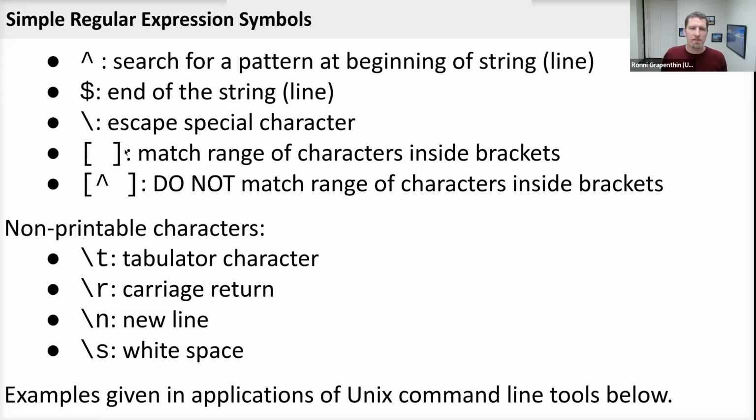The square brackets allow us to match any range of characters inside them. If we use the caret or hat inside of those square brackets, it means do not match the range of the characters. Note that the caret symbol has 2 different meanings. If you're searching for non-printable characters, you can search for tabs with \t, for carriage returns \r, \n is a new line, and \s is any kind of white space. Examples for this are given in the applications for the Unix command line tools that we'll go through below.